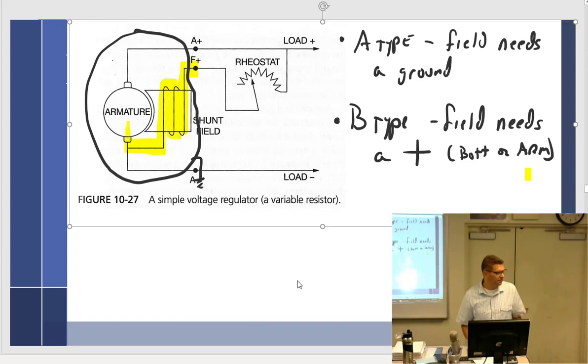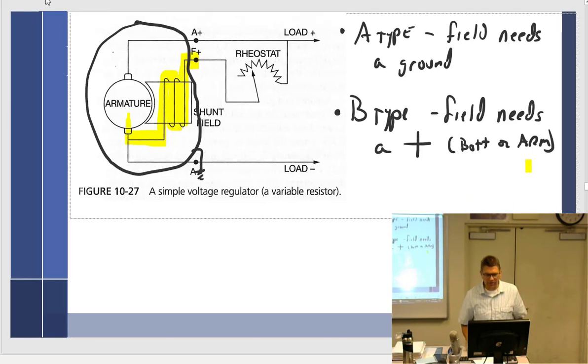On the B type, what does that say in parentheses? Battery. Battery or armature. This is a very fat pin. Okay, so this F needs some sort of battery or armature.